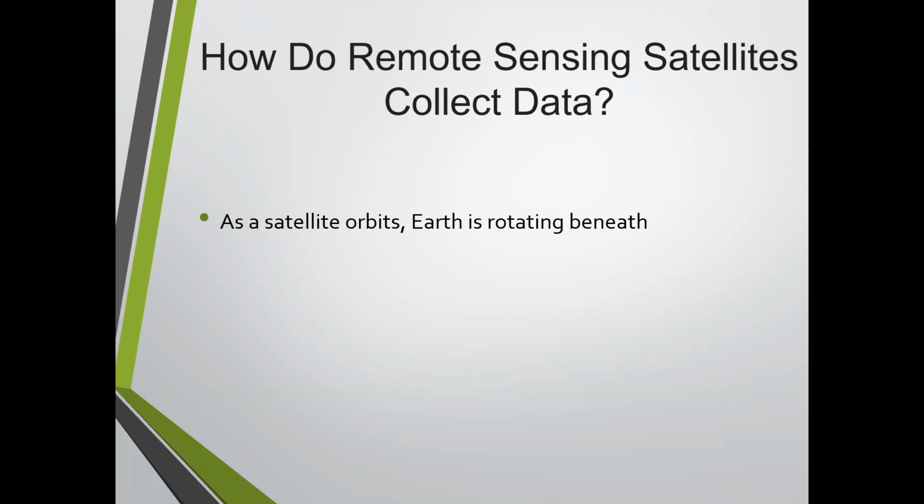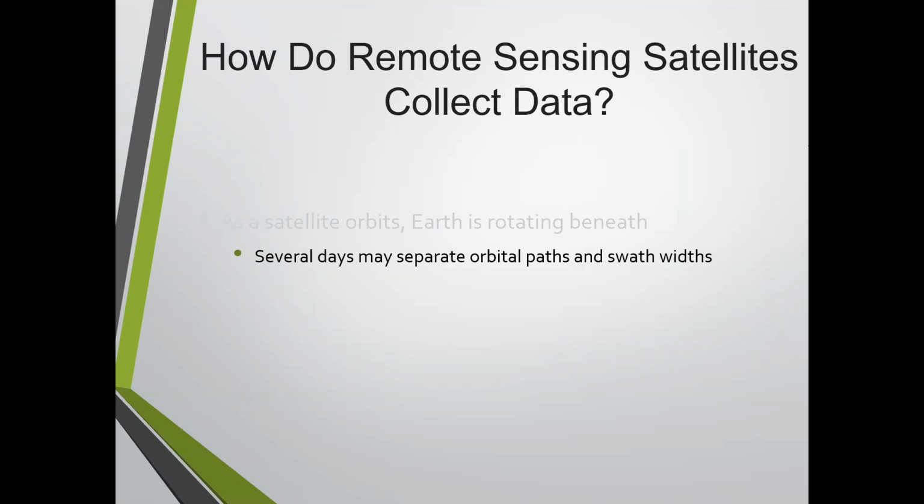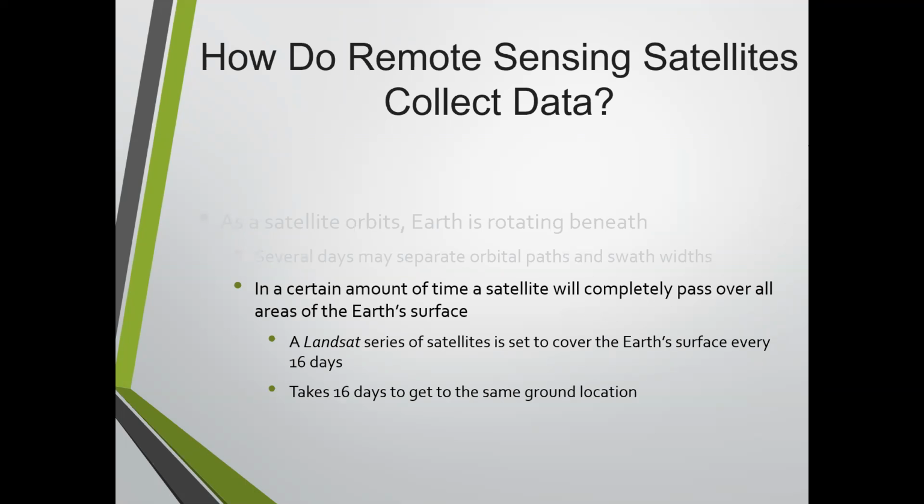Okay, so as it orbits, also remember that the Earth is rotating beneath it, so you have two motions: the motion of the satellite following its orbital path and the motion of the Earth following its rotation. So several days are going to separate orbital paths and swath widths. In other words, you're not always going to be hitting the same swath width as you come around. It's always going to be a different location. And depending on the period of your orbit and the period of the rotation of the Earth, you're going to have a sequence of swath widths. We'll see that here in a minute.